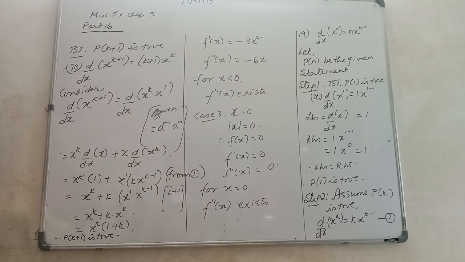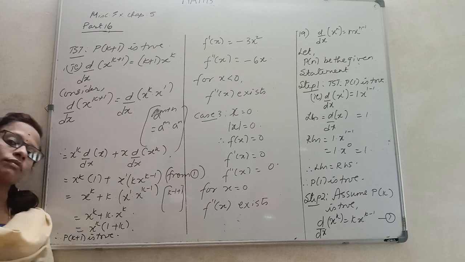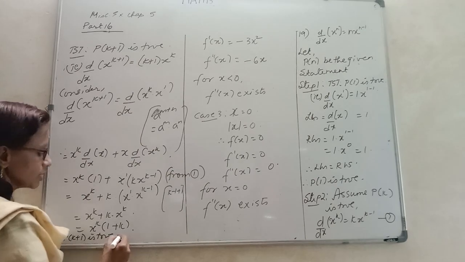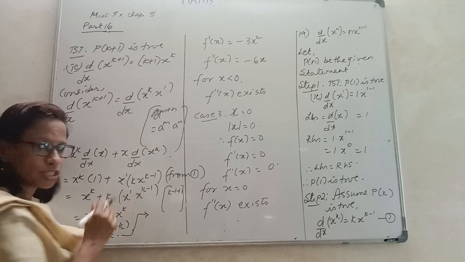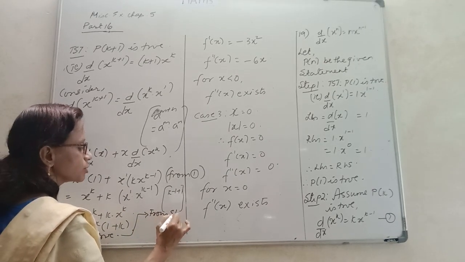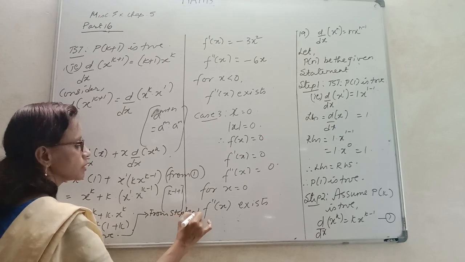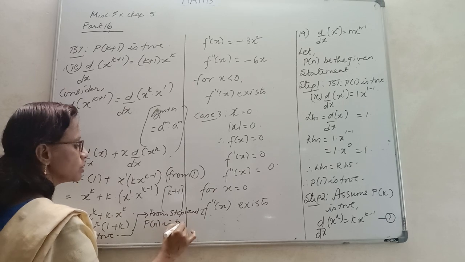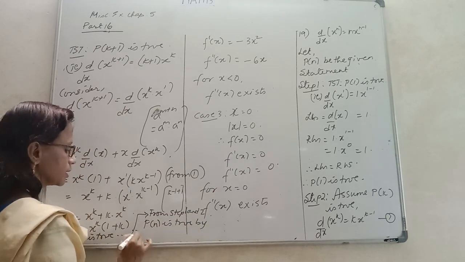So you have shown step 1 and step 2. Once step 1 and step 2 both hold, the statement is true. I'll just write the conclusion here. Running a little short of space, but I'll write it here. From step 1 and 2, P of n is true. How is it true? By the principle of mathematical induction.